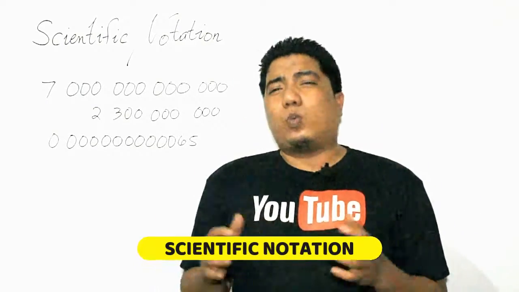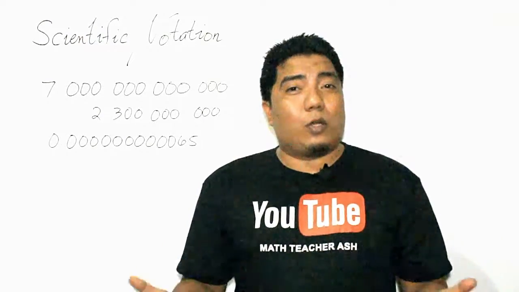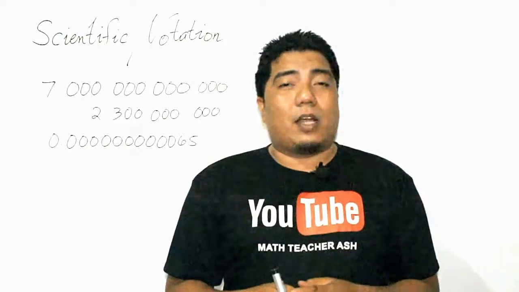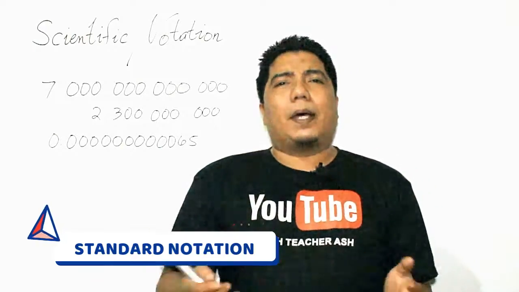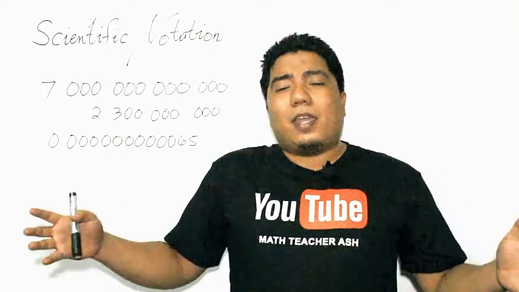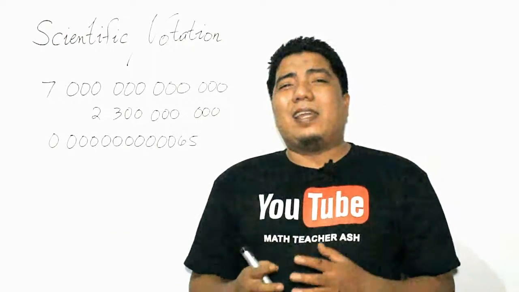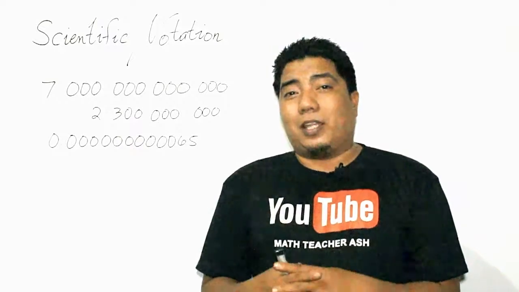Now, the question is, what is a scientific notation? Scientific notation is another way of writing numbers. What we see in our daily lives are what we call the standard notation, like this. But if we are dealing with bigger numbers or smaller numbers, basically, the scientific notation will give you a very handy job to do it.